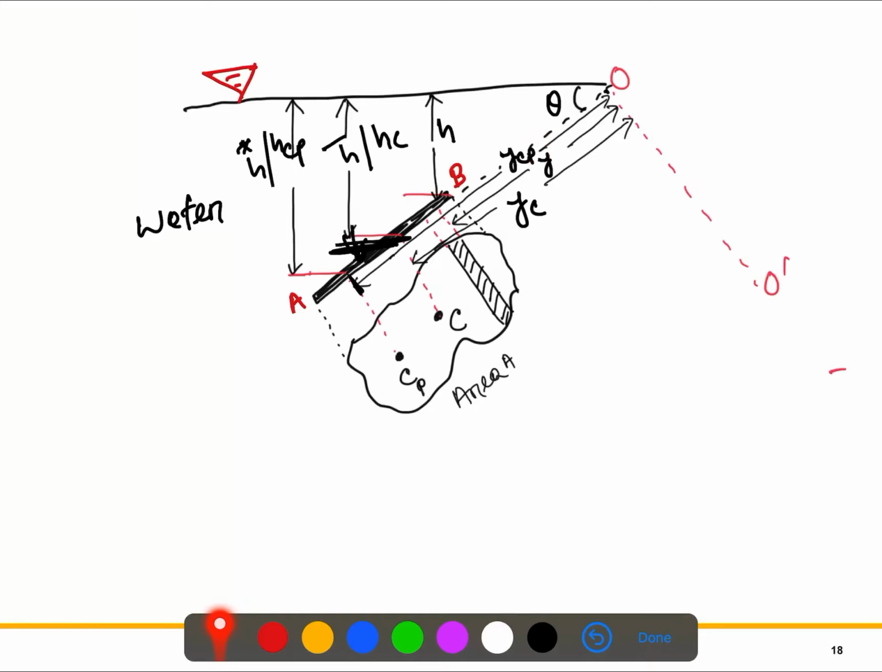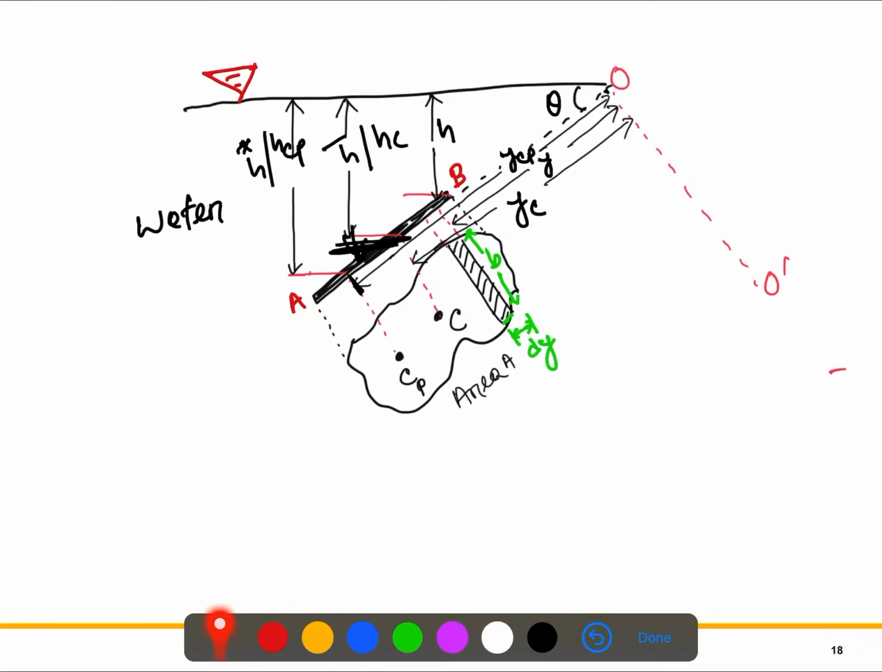That's the distance. Okay, here the area is A, this whole area is A. We can say the length of this small strip is b, and this distance is dy, a very small section.